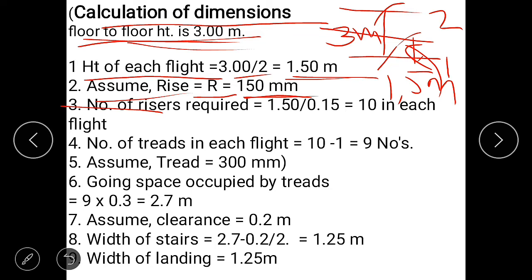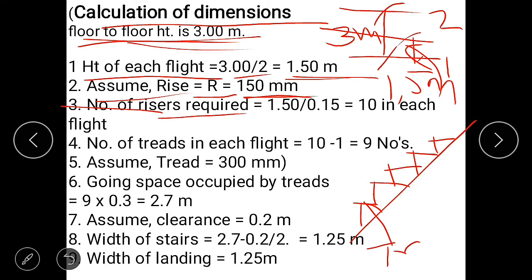Third, the number of risers required. This is a staircase. For this staircase, this portion is called the tread, and this vertical portion is called the rise.